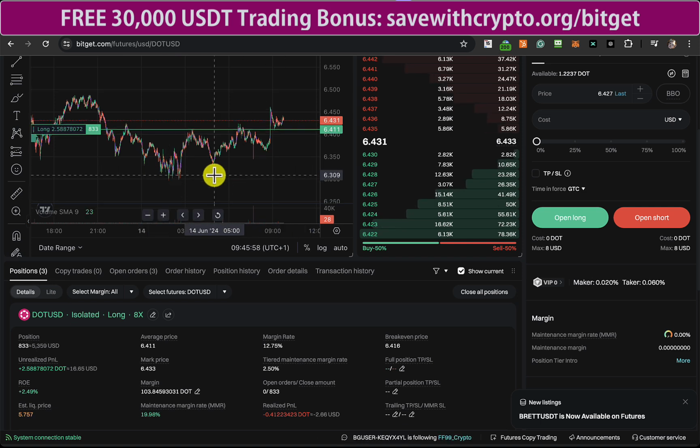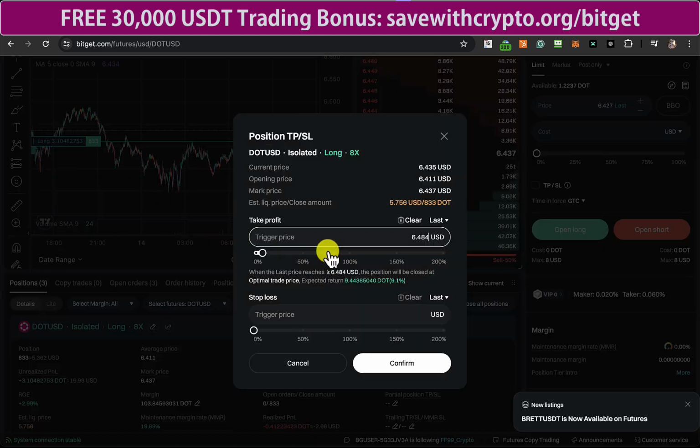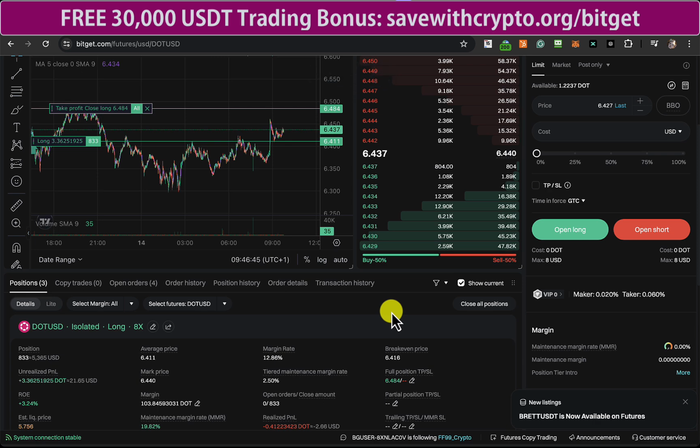And what's happened today is we come up again. So I'm actually in profit only by like $16, but I think I'm going to try and take profit at about 6.484. So I might just set a take profit there now. Okay, so 6.484, and that's going to make 9 dot, which is not too bad. So I'll leave that for a bit and see what happens.